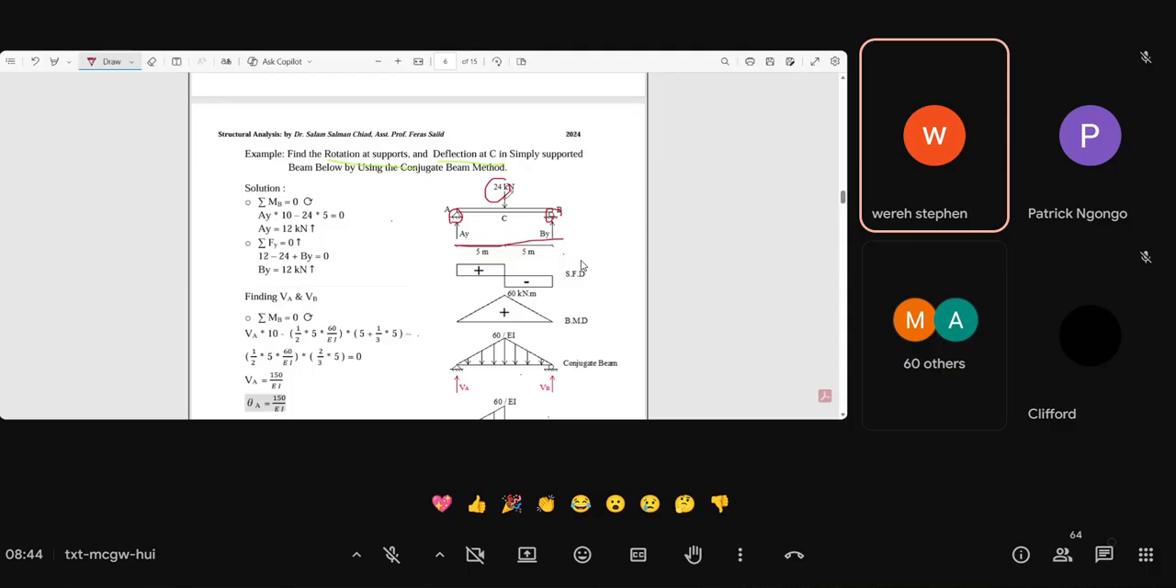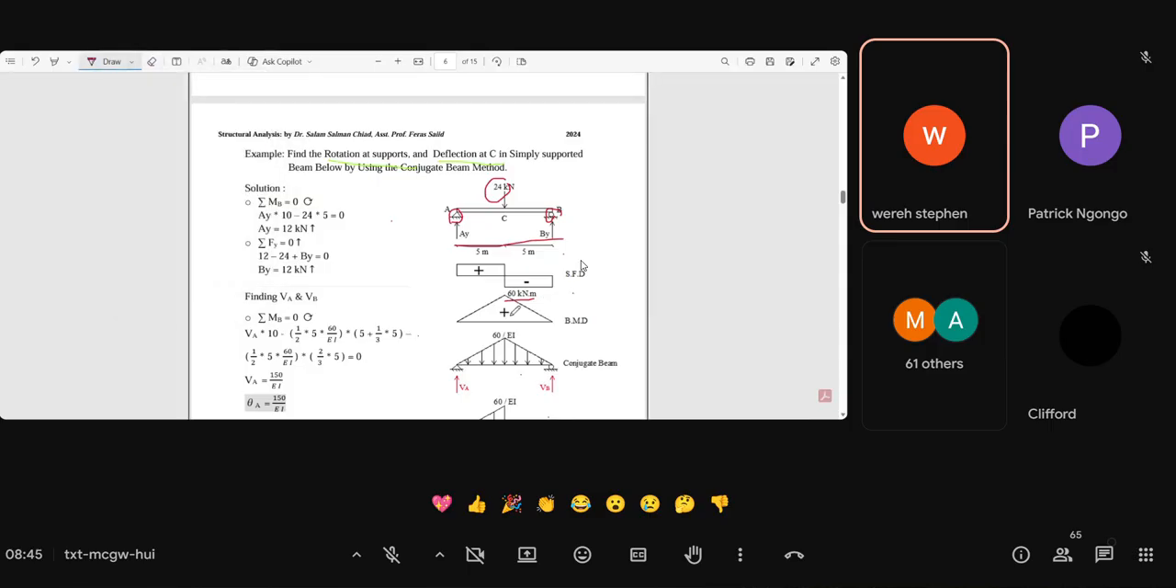So if you know how to draw the bending moment diagram of beam AB, given the loading of 24 kilonewton at the center C, it will come out to be like this triangle. This triangle is the bending moment diagram of beam AB given the loading at point C. So it's not just triangles. Its maximum value is 60 at the center. Just divide that 60 by EI.